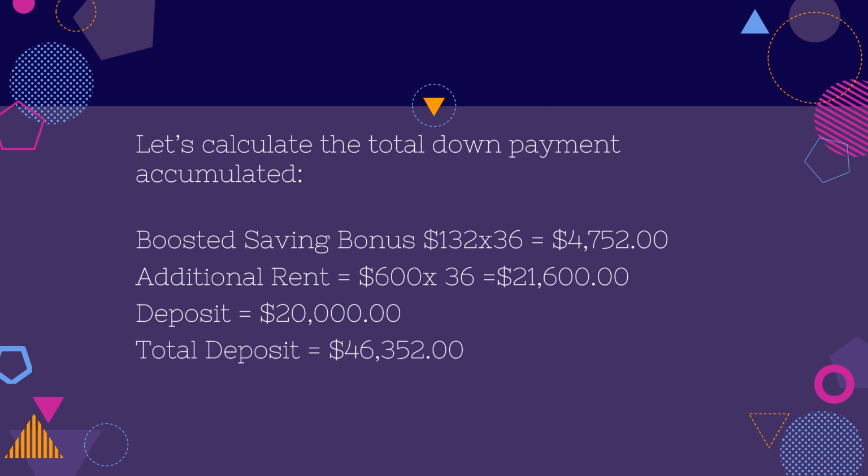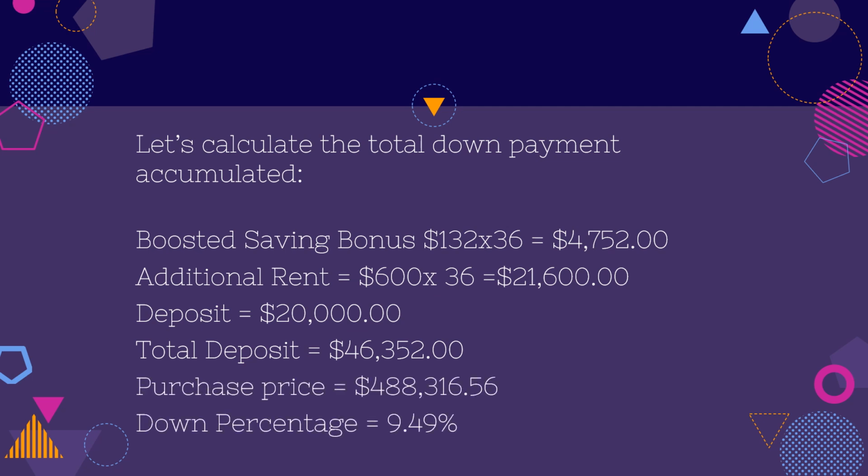So because he started with 5% and he's reaching almost 10%. So this will help him qualify for a mortgage if his credit score has improved enough to qualify with the 10% down payment to purchase the house.